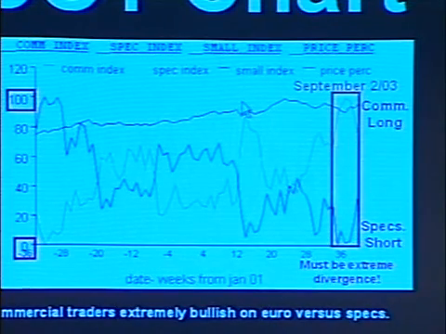Okay. Now, let's backtrack in time and let's see where we are today. We've been talking all day about whether we should be long the euro or not. I think some of us think we should be long the euro. Wouldn't you like to know what the big dogs are doing? Okay, let's go have a look.